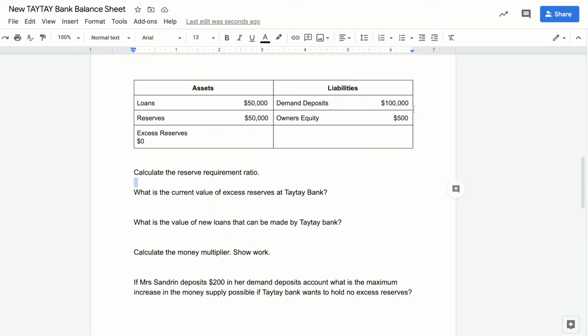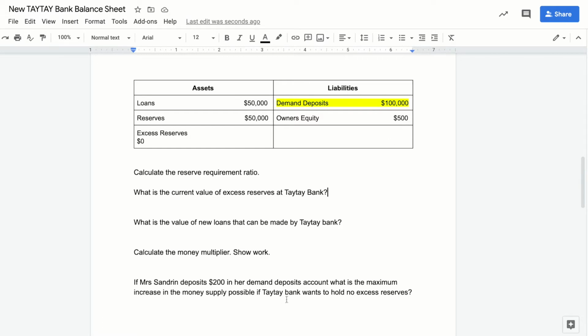Remember, every time you start one of these bank balance sheet problems, the first thing you need to do is figure out what the demand deposits are. That's the most important thing. Right now, this bank has $100,000 in its demand deposits, aka its checking accounts.